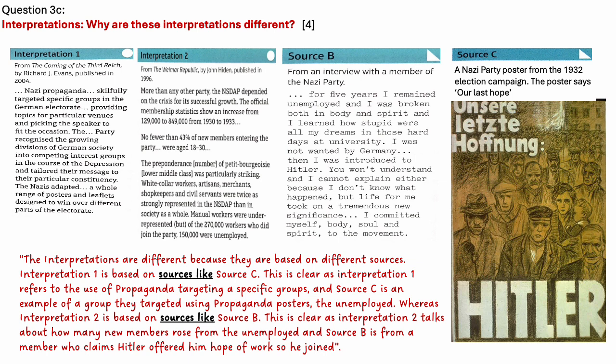For the 3C, I've said this is clear as interpretation 2 talks about how many new members rose from the unemployed, and source B is from a member who claims Hitler offered him hope of work, so he joined. Okay, so hopefully you can see there that I've matched them up by talking about something they both say that's quite similar, and there's our 4 marks. Done. All right, so we need to get through that bit quite quickly.